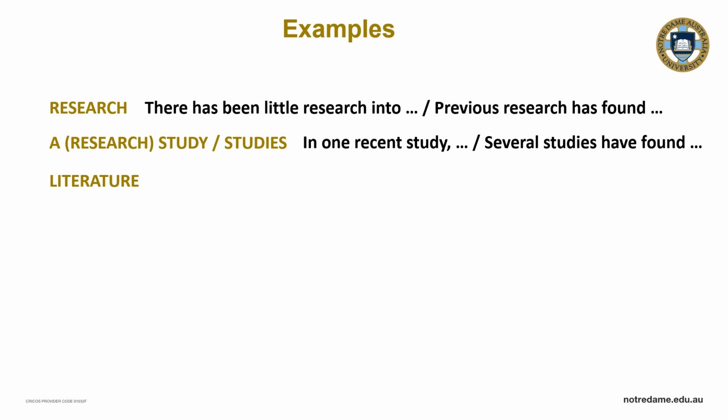And another word which you'll find in relation to research is literature. But literature is not research itself. It's what is written about research. So literature includes books, book chapters, but in particular journal articles. And all of those together are called literature.